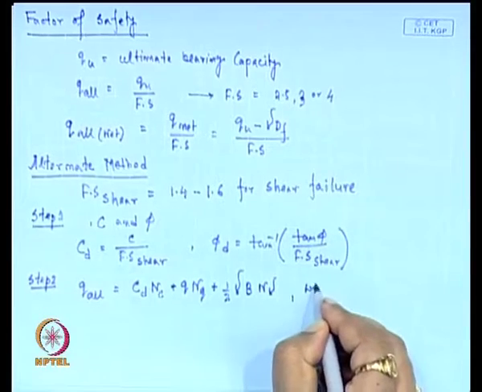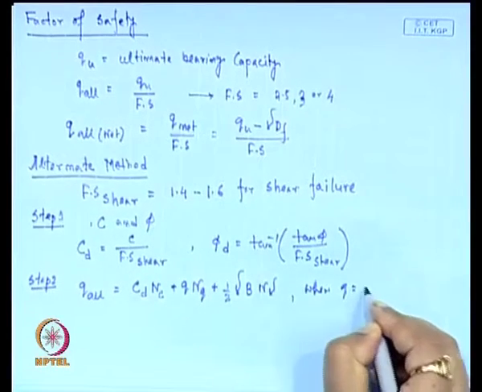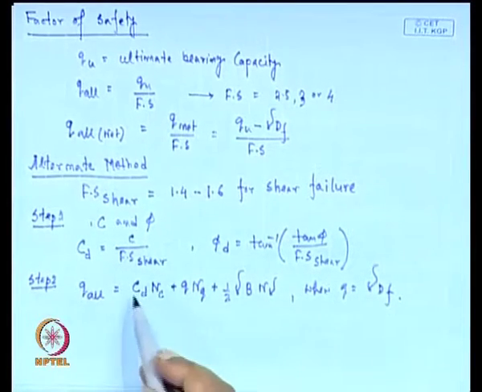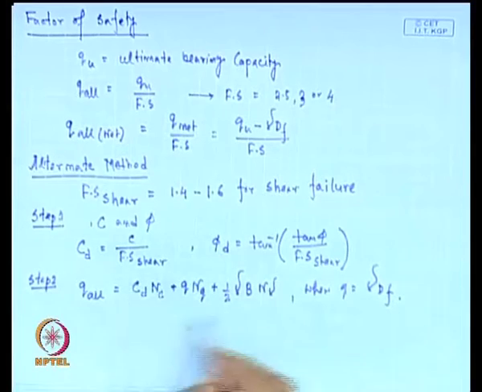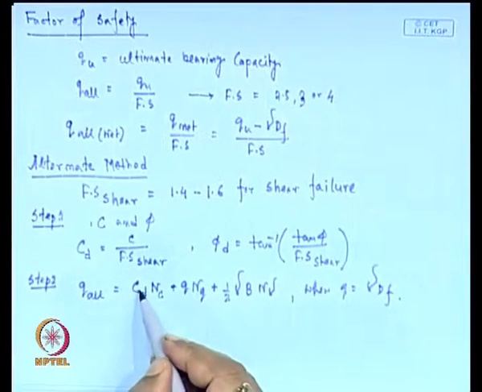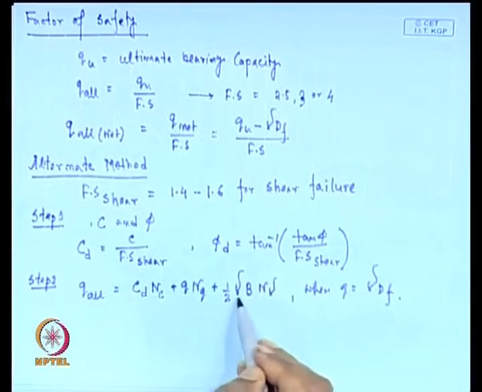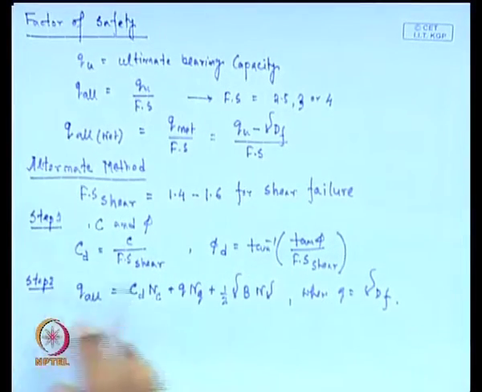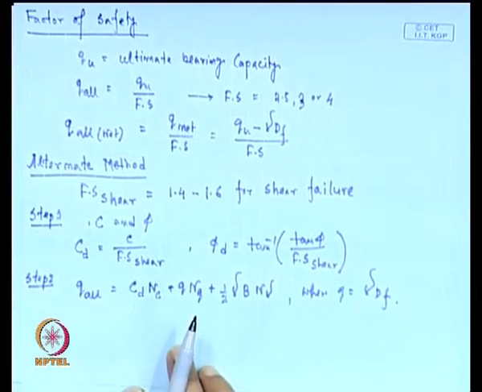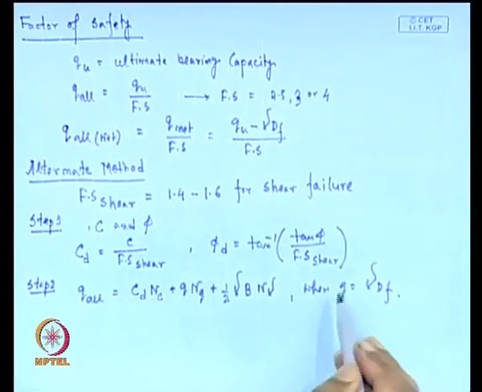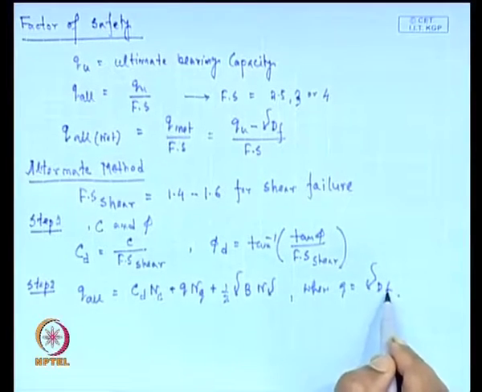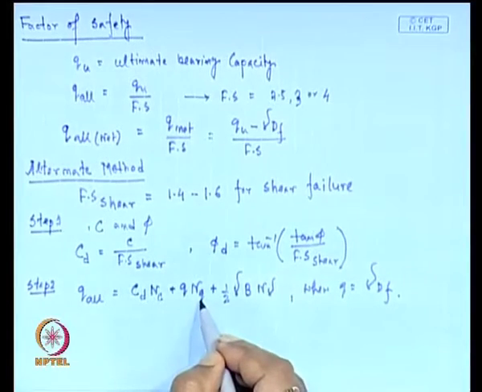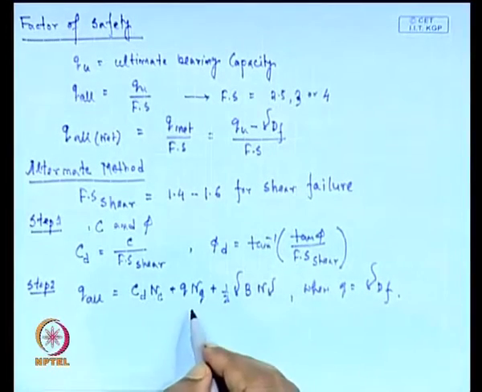Now, where Q is gamma into d f. Here, in place of the Terzaghi's expression, we know that the value is C N c plus Q N q plus half gamma B N gamma, where C is replaced by this C d, and this Q is gamma into d f.